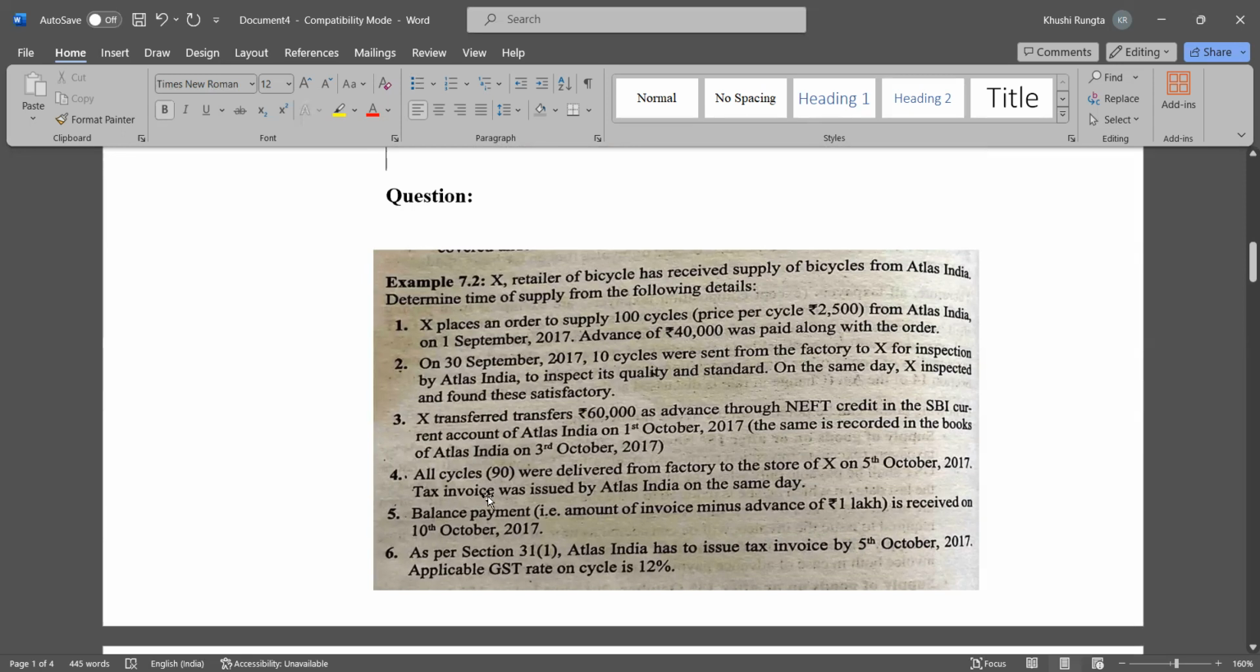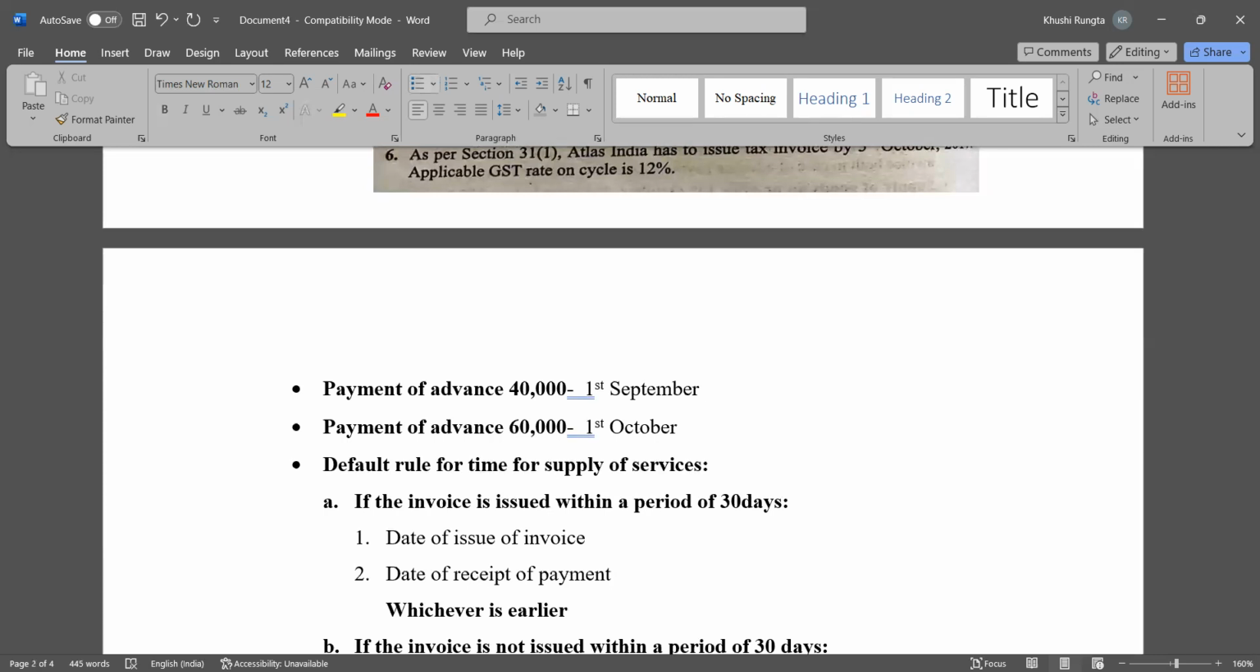All cycles were delivered from factory to store of X on 5th October 2017. Tax invoice was issued by Atlas India on the same day. When was the tax invoice issued? 5th October. Invoice, the date they gave is 5th October. Now, the invoice will be issued for everything on the same day. Agree?